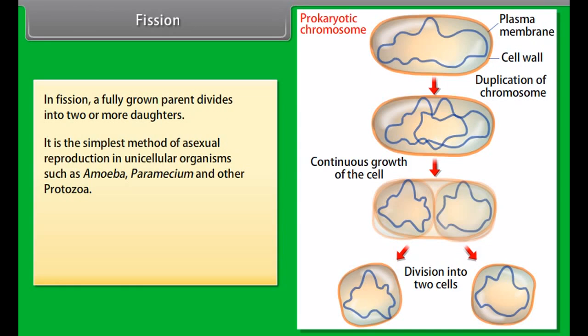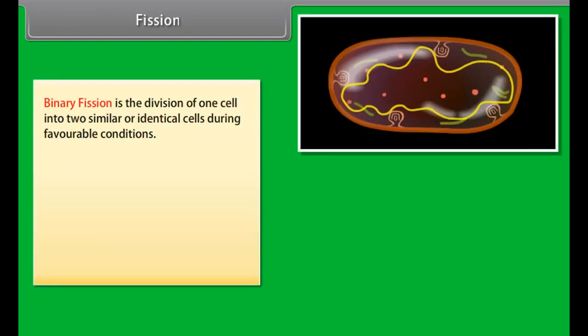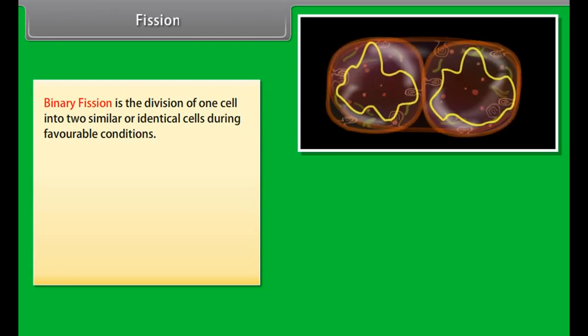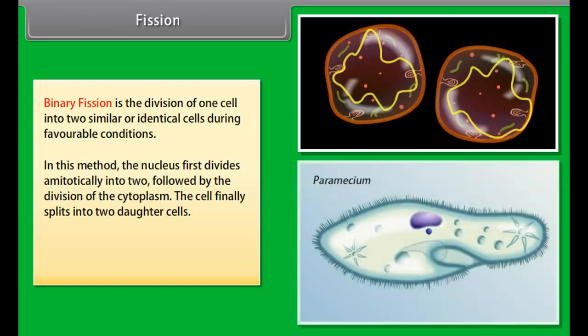Fission. In fission, a fully grown parent divides into 2 or more daughters. It is the simplest method of asexual reproduction in unicellular organisms such as amoeba, paramecium, and other protozoa. Fission is of 2 types: binary fission, multiple fission.